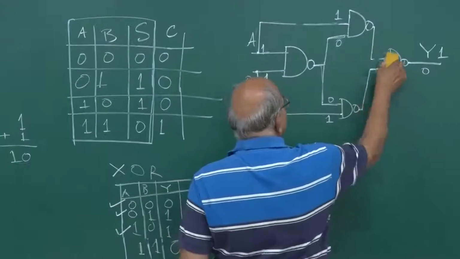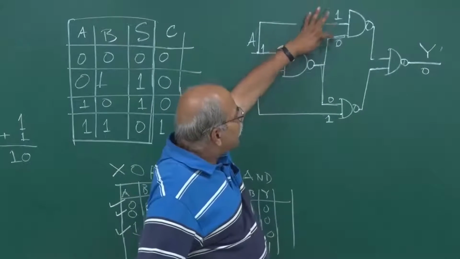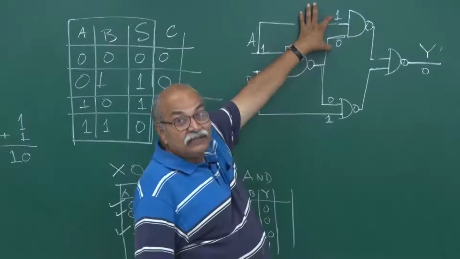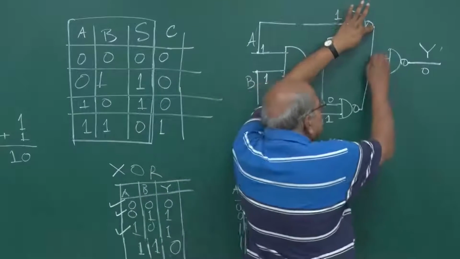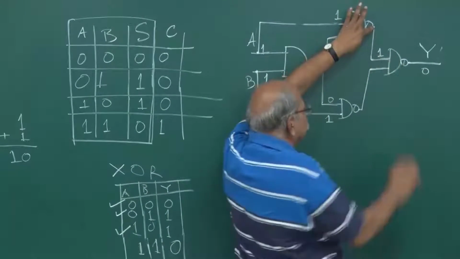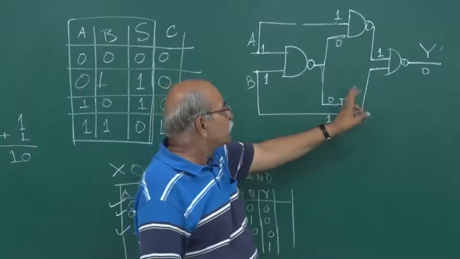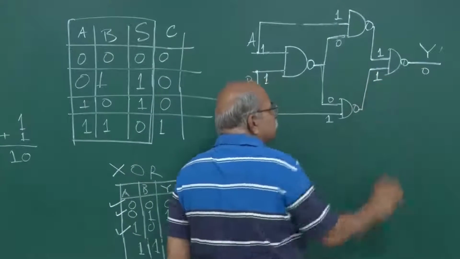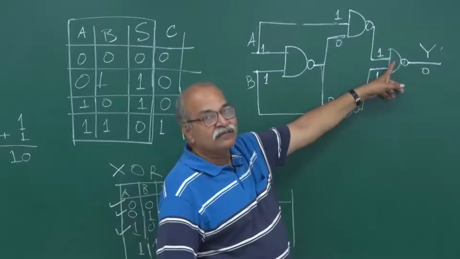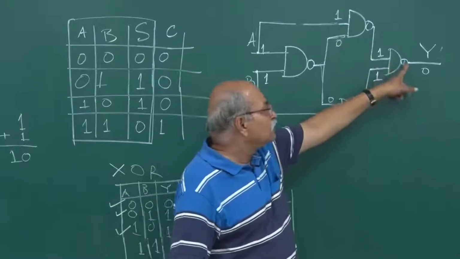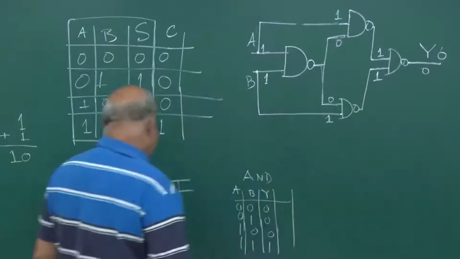Let me remove all these old writings. So, what is 1 and 0? 1 and 0 is 0. So, this is 0, this is 1. So, this is 1 here. And similarly, 0 and 1. So, AND is 0 and NOT is 1, so this is 1. Now, 1 and 1 is 1 and NOT of that is 0. So, this Y becomes 0. So, that is the last line.